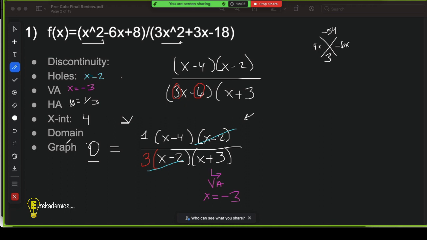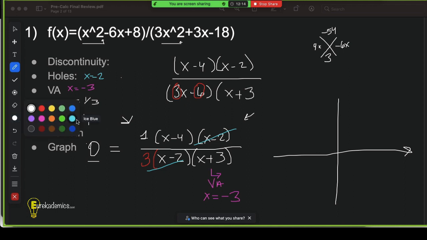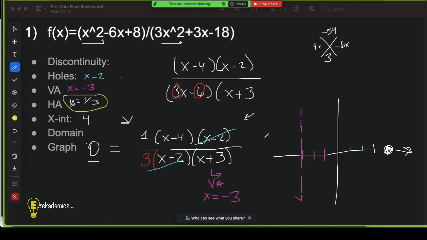Now we're ready to do the graph, and then we'll talk about the domain. Let's plot everything we have. I had a hole at 2. I know my x-intercept was 4, and that's important, so I know it's going to go through 4. My vertical asymptote was at negative 3. My horizontal asymptote was at 1/3. If this is 1, 1/3 is going to be roughly here. Perfect.